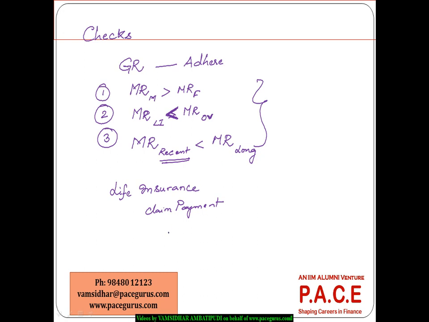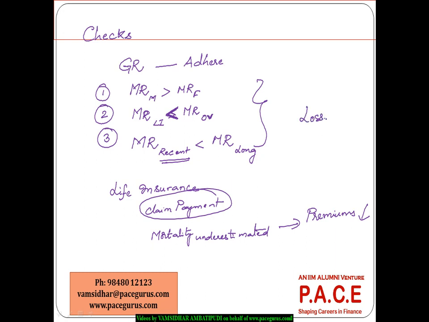So if the mortality rate is underestimated, means the predictions are lesser than the actuals, what could very well happen is the premiums that are charged will be much lesser. And if the premiums charged are much lesser, the collected premiums may not be sufficient for the entire claim payment. So probably it could result in losses for the insurance company.